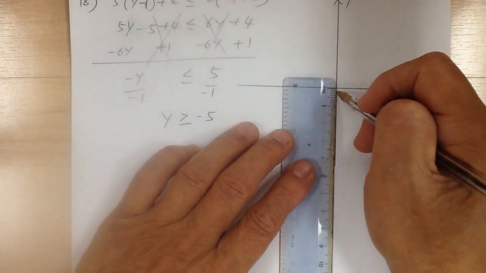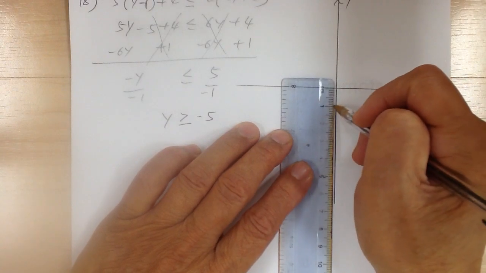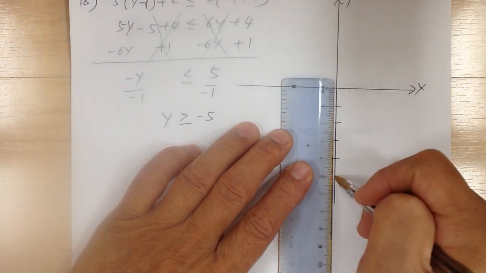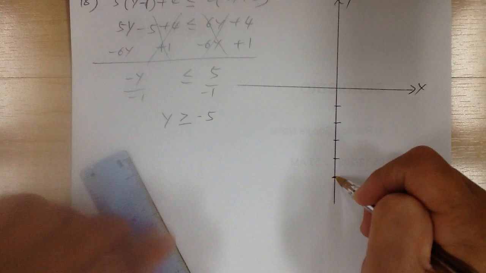Okay, so it's negative 5. And this is going to be a started line.